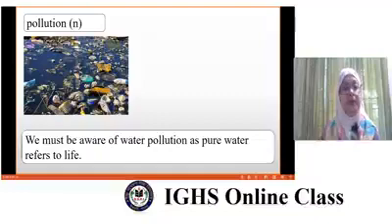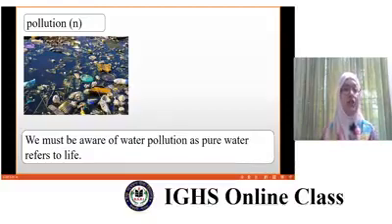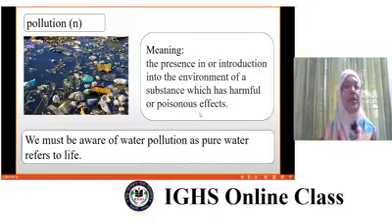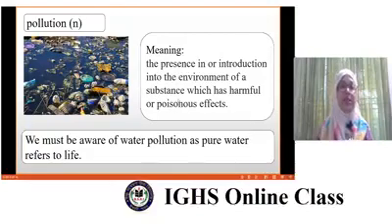We must be aware of water pollution. We are throwing all the waste things into water, and we are polluting water. So this is pollution, right? And you can see the meaning: the presence in or introduction into the environment of a substance which has harmful or poisonous effects. Anything that has a poisonous, harmful effect, its presence is pollution. That means দূষণ. In Bengali, দূষণ.